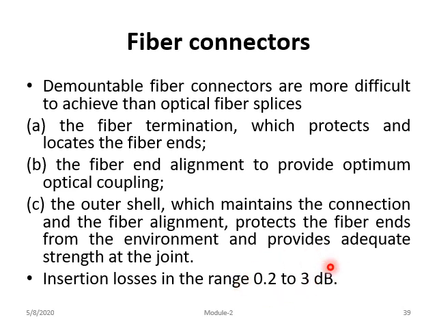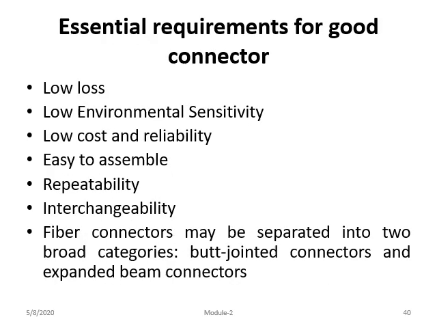The insertion loss with this fiber connection is in the range of 0.2 to 3 decibel, much larger compared to the earlier connections. So the essential requirement for a good connector is that loss should be small after connecting one fiber to another. The connector should produce much less loss, and environment sensitivity and cost should be low, and it should be easy to assemble. Repeatability is required and interchangeability is also required.